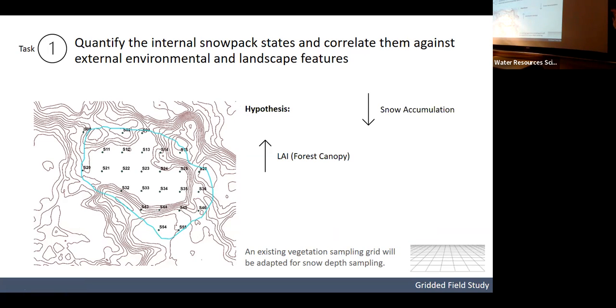So generally just a couple of hypotheses here. I'll walk through them quickly. We do expect that as we see denser forest canopies, we'll see lower snow accumulation, also lower melt rates because of that thermal insulation and the shade that blocks the direct solar radiation in the spring, and then also lower frost depths.